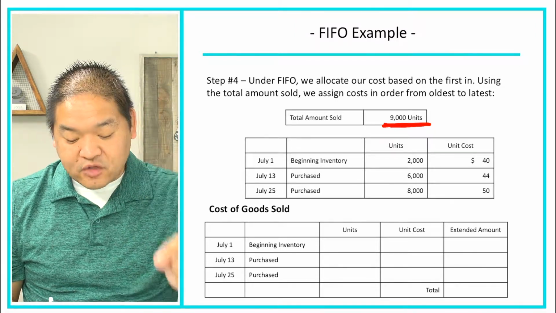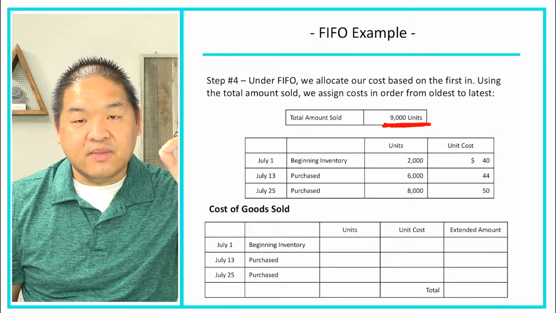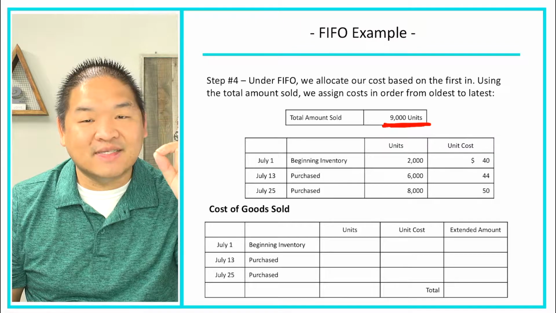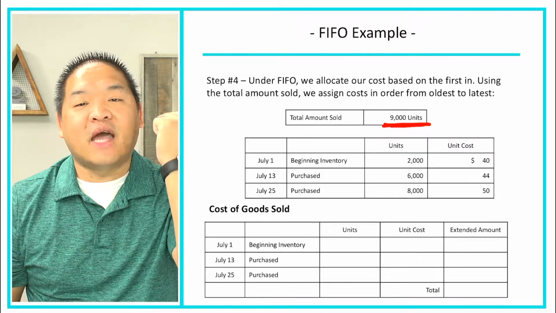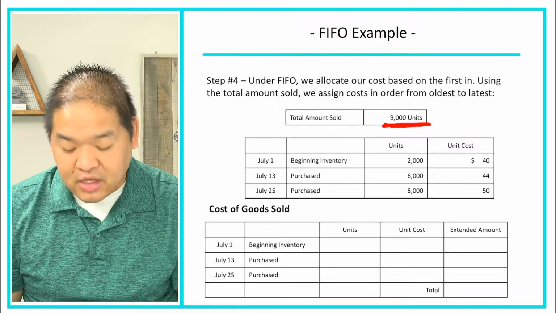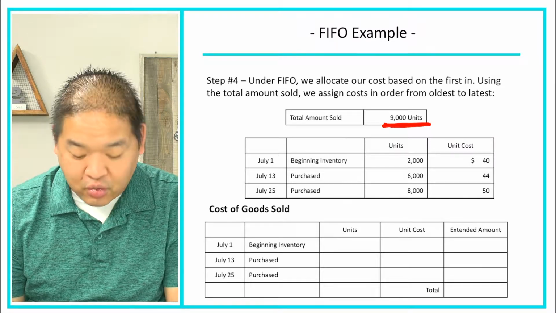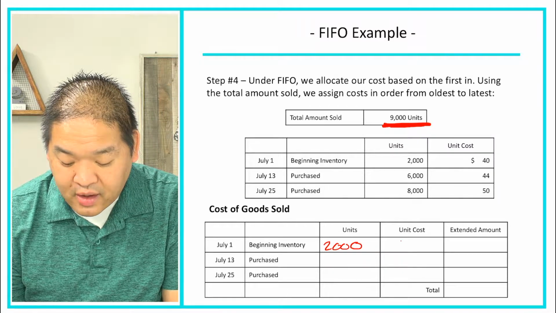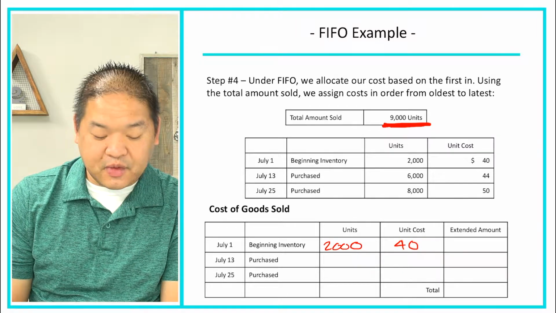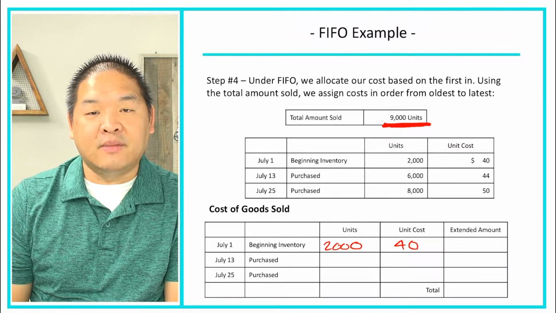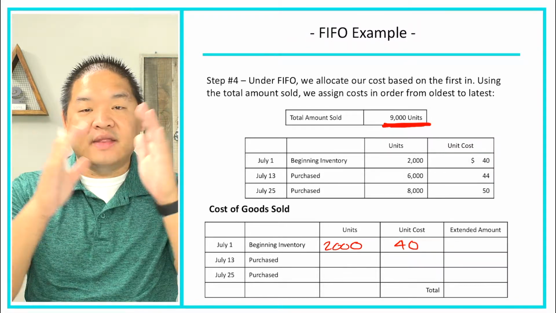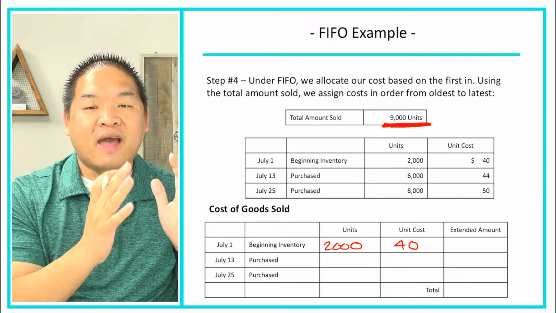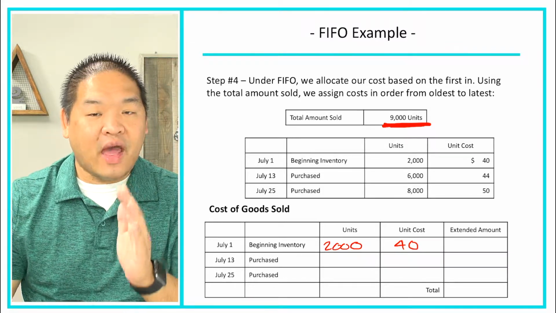Okay, so again, first in, first out. The first one that came in was the $40, so we're going to assign that to the 9,000 units. But I can't assign that to all 9,000 units because I only have 2,000 units to play with. So in this case, of the beginning inventory, I can assign 2,000 units a unit cost of $40. Okay, we'll worry about the extended amount in a minute. All right, so now I've got 9,000 units. I've already allocated 2,000 at $40. So now I have 7,000 units that still don't have a cost.